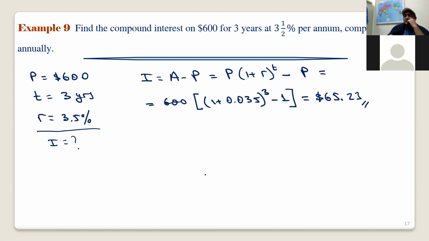If it was actually simple interest, we know that 3.5% of 600 is 21, and if you multiply by 3, it would be $63. So this is compound interest: at the end of each year, the interest is compounded with the principal. That's why it earns a bit more. Anyway, that is how we calculate the compound interest.